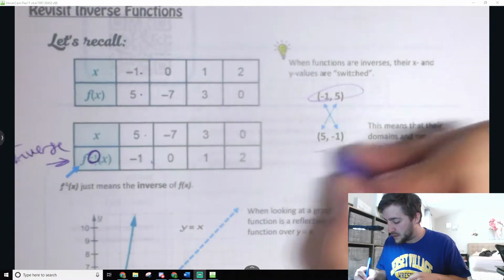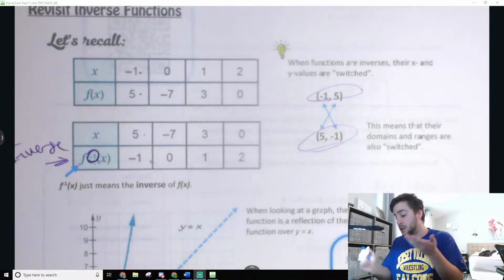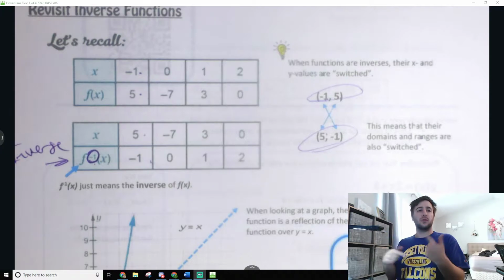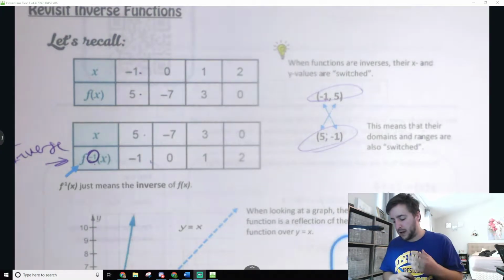We have 2 points. Again, these would be inverses of each other just because the x turns into the y, turns into the x. That's what we're looking for, guys. That's the type of thing.